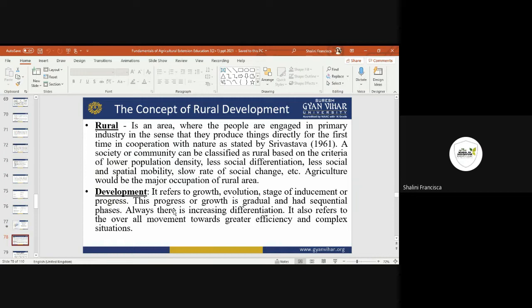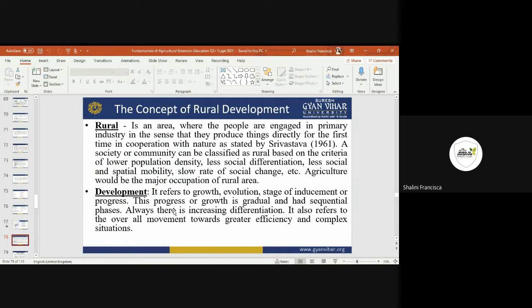Like we have some farmers who produce around 50 to 60 tons, quintals of wheat, and he wants to sell that to the market. So whenever he sells that product, he will directly get a lot of money from the person who is buying it, whether it is a government, a private buyer, or an individual. Then the second one is that a rural community can be classified on the basis of lower population density.